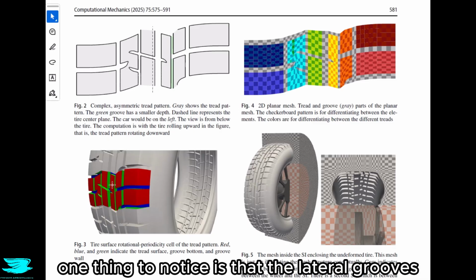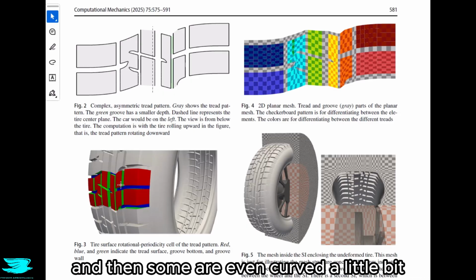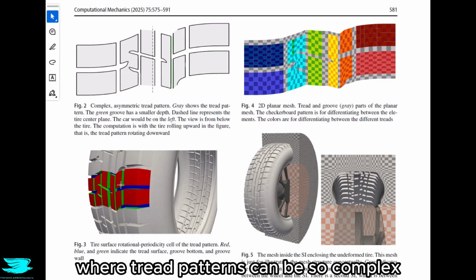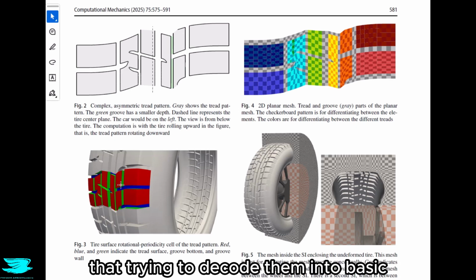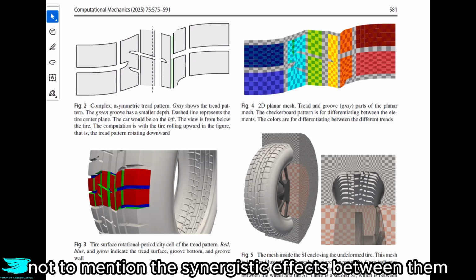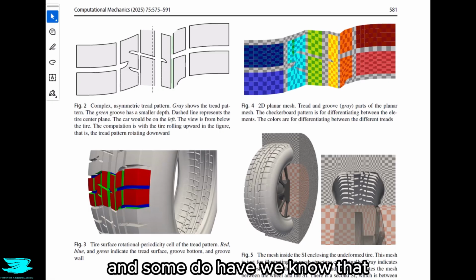One thing to notice is that some of the lateral grooves are perpendicular to the longitudinal grooves, but some are at an angle, and some are even curved a little bit. And that is what I was talking about earlier, where tread patterns can be so complex that trying to decode them into basic building blocks is difficult. Not to mention the synergistic effects between them that they might have, and some do have.